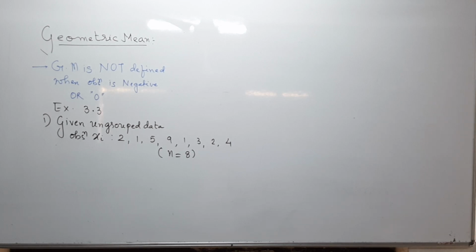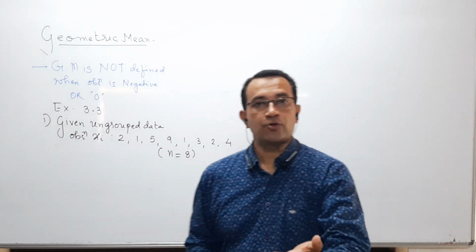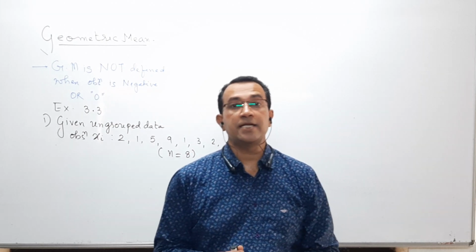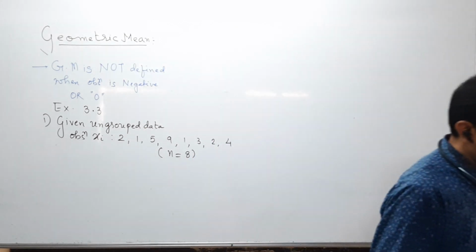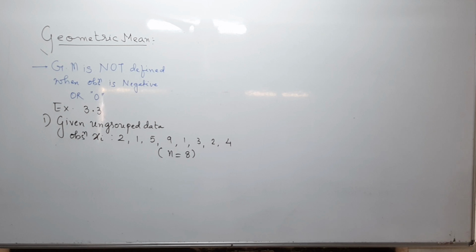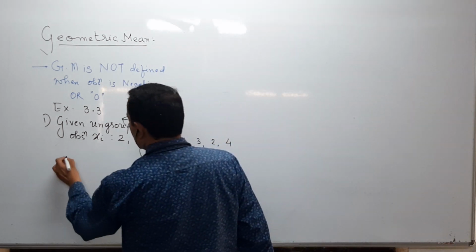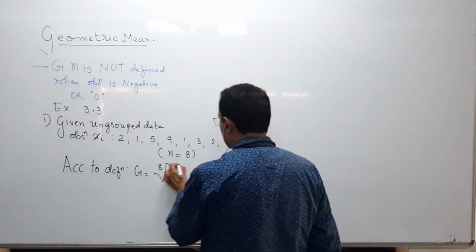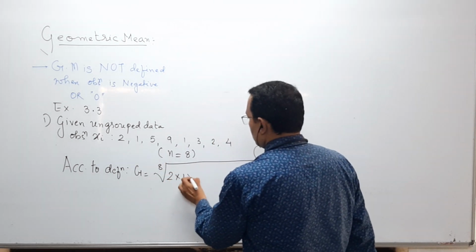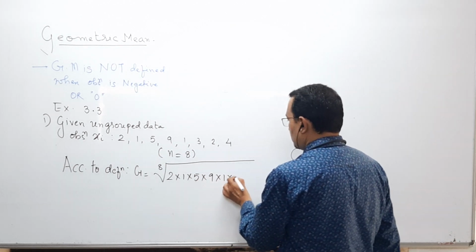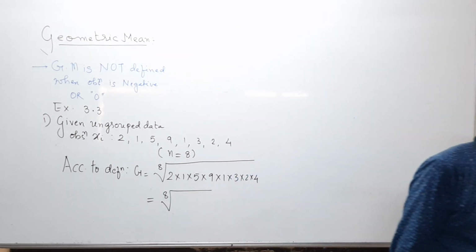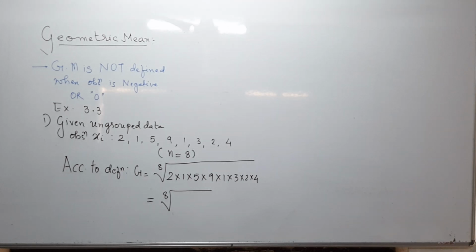Now, students, what does the definition say? Recall, if there are 2 observations, multiply and take the square root. If there are 5 observations, multiply all 5 and take the fifth root. So if there are 8 observations, multiply and take which root? The 8th root, because the number of observations given is 8. So, according to the definition, G is equal to the 8th root of the product 2 into 1 into 5 into 9 into 1 into 3 into 2 into 4. This product turns out to be, students, 2160.